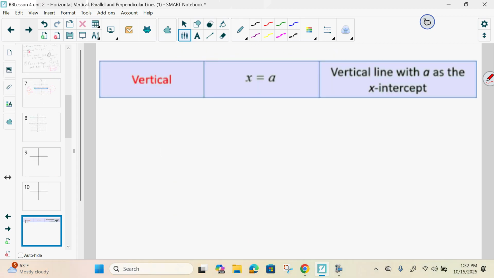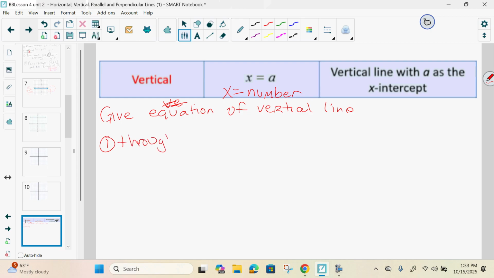So vertical. I'm going to do the exact same thing. I'm going to give you 4 scenarios, and I'm going to try to do it in that same order. A vertical line is always x equals some number. So give the equation of the vertical line. Same thing. Passes through 12, 14 and 12, negative 100.